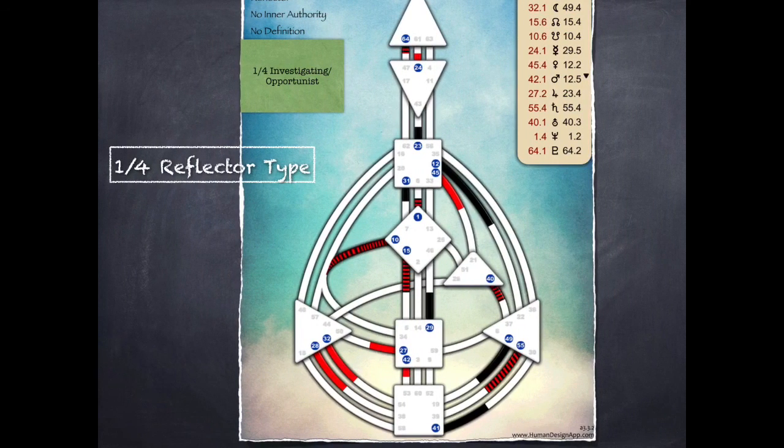When a reflector carries the energy of a 1-4 profile, they can investigate and build a foundation with their information while they wait their moon cycle to see if an opportunity is correct for them. And because of the nature of the reflector type, the opportunity usually comes through a network of friends in the community that they live in.